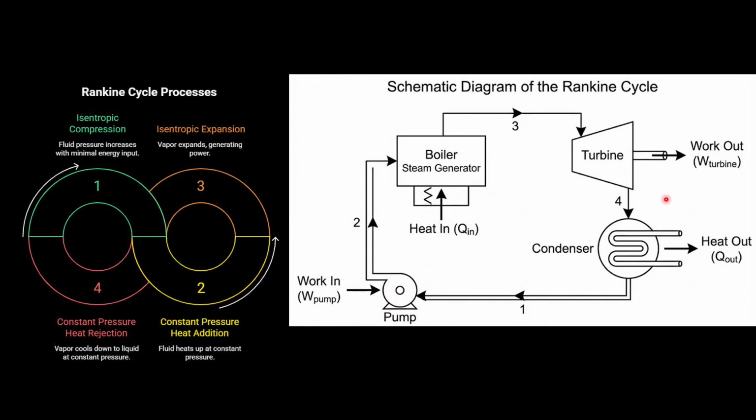So for state 4 to 1, the low pressure steam enters the condenser. Heat is rejected at constant pressure, causing the steam to condense back into liquid water. Both the enthalpy and the entropy decrease during this process. The condensate is then sent back to the pump, which completes the cycle.